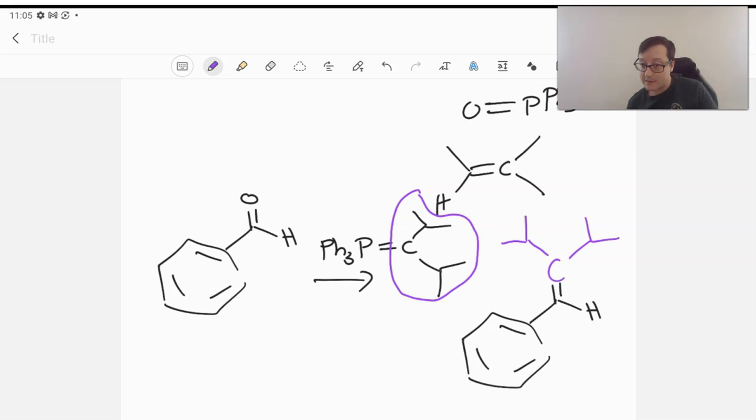And so, very synthetically useful, because forming carbon-carbon bonds is always tough, but we can do it now with predictable reactivity and, more importantly, as we'll see in the next video, stereochemistry.